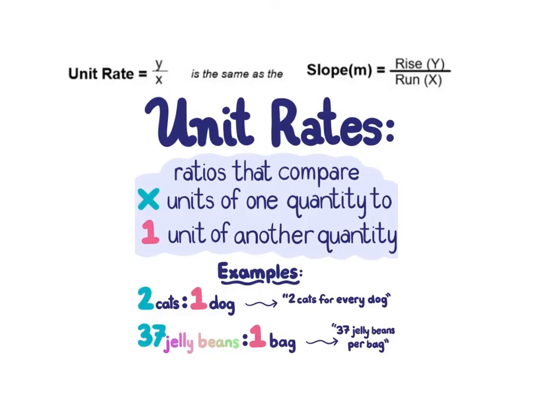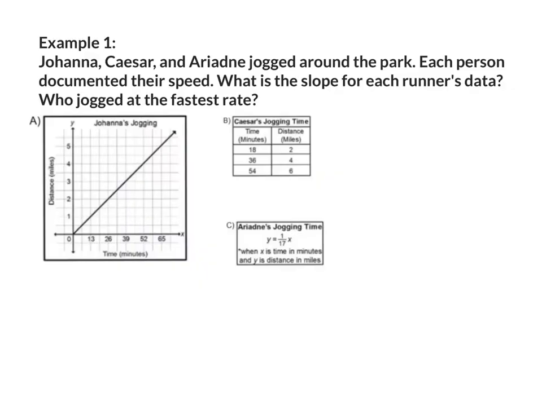Unit rate, y divided by x, is proportional. It's the same as a slope when it's a proportional relationship. Unit rates are ratios that compare x units of one quantity to 1 unit of another quantity. Some examples: 2 cats to 1 dog is 2 cats for every dog. 37 jelly beans to 1 bag is 37 jelly beans per bag.